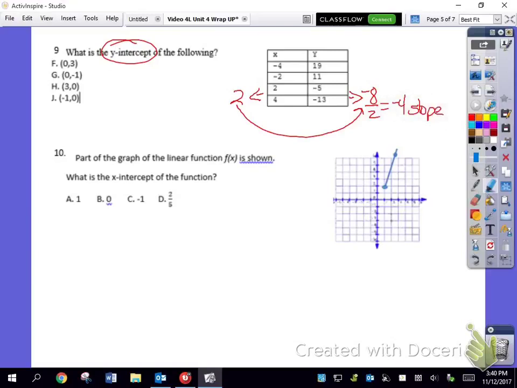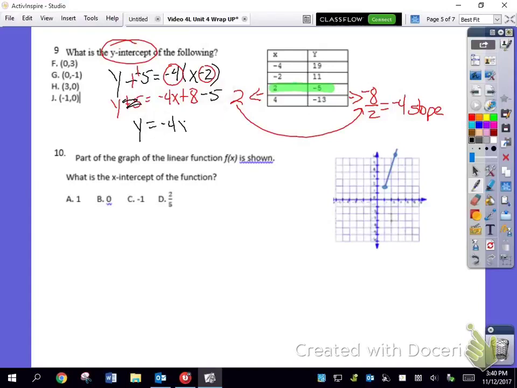Now you pick a point, and it doesn't matter which point you use. You can use any one that you want to. I am just going to go ahead and use this (2, -5), but it doesn't matter which one you use. So y minus negative 5 equals negative 4 parentheses x minus 2. Remember, two negatives make a positive. So now I'm going to distribute: y plus 5 equals negative 4x, and a negative 4 times a negative 2 is a positive 8. Swing the 5 over, and that becomes a negative 5, so y equals negative 4x plus 3.